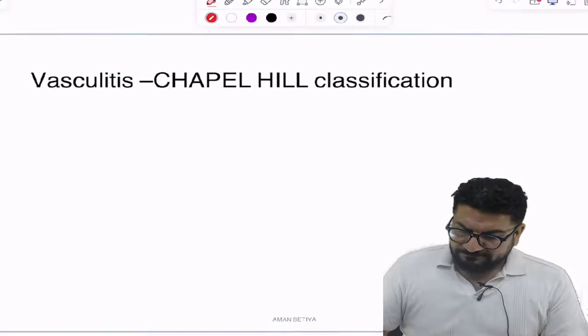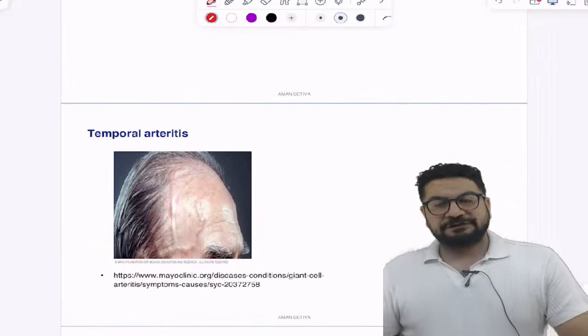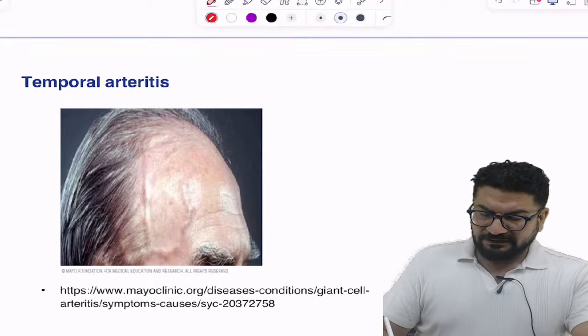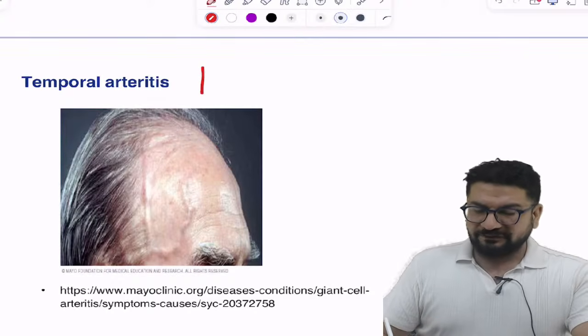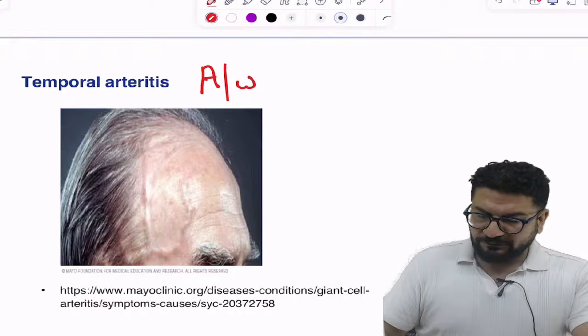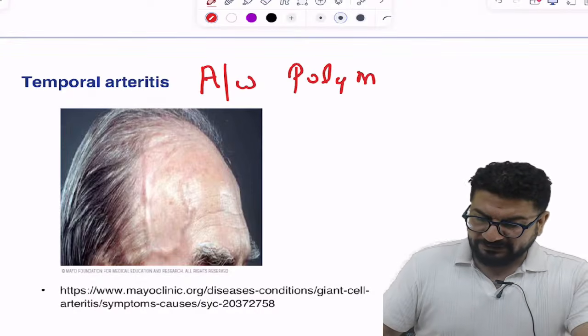Okay, now try to understand. They ask you questions on vasculitis. Just remember, temporal arteritis, the MCQ which I am expecting from this topic is that it is something which is associated with polymyalgia rheumatica.